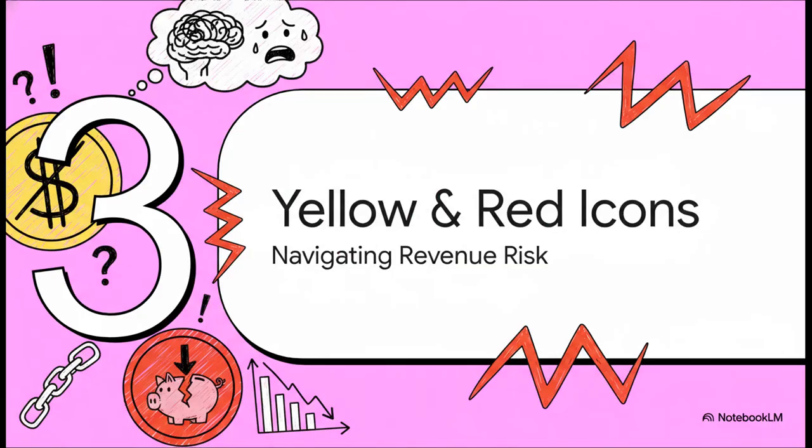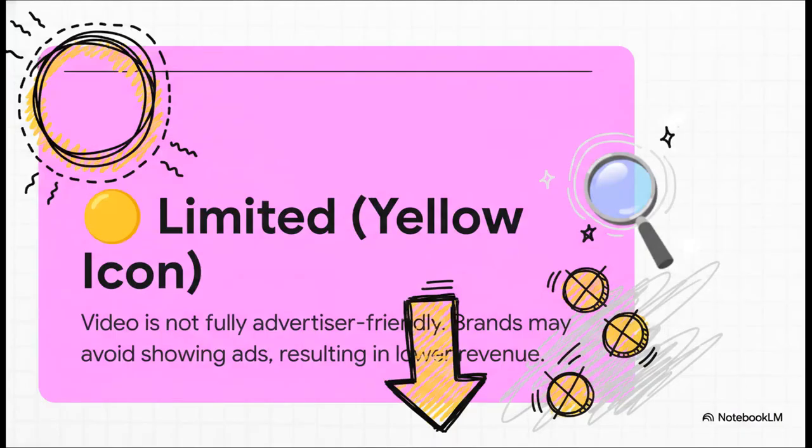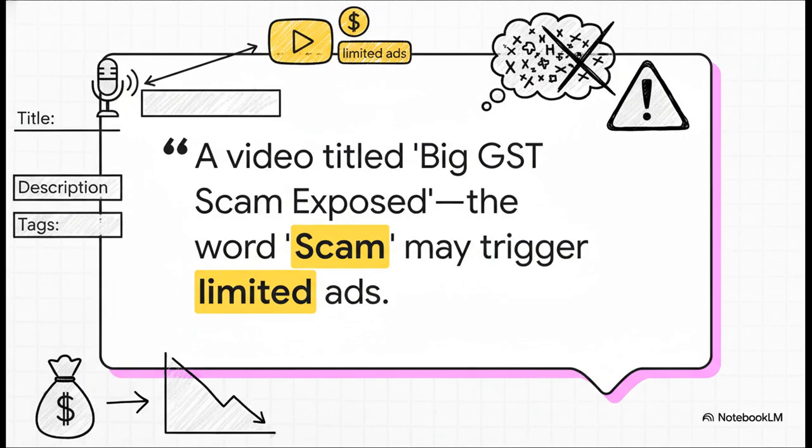All right, now let's get into the two icons that probably cause the most stress for creators, the yellow and the red. We're going to break down exactly what they mean and, more importantly, what you can do about them. You should think of the yellow icon as a caution sign. Your video can still make some money, but it's been flagged as not being suitable for all advertisers. And because of that, a lot of brands will just opt out, which, of course, really limits how much your video can earn.